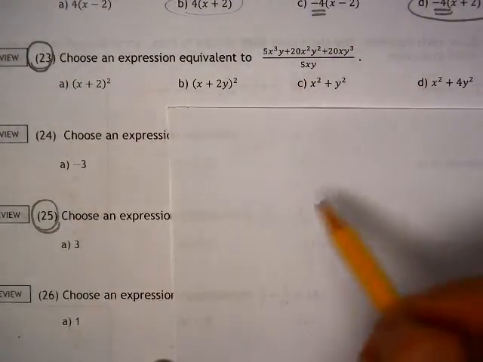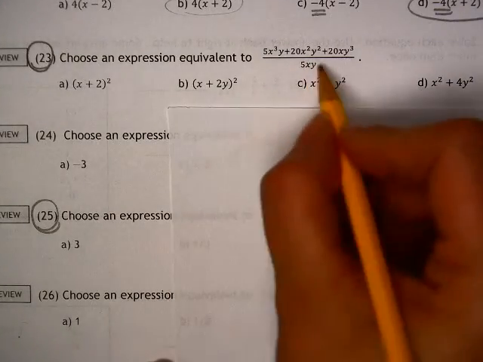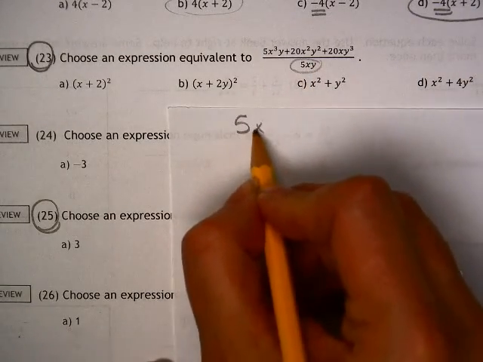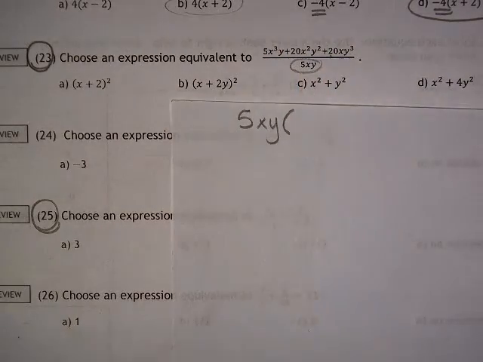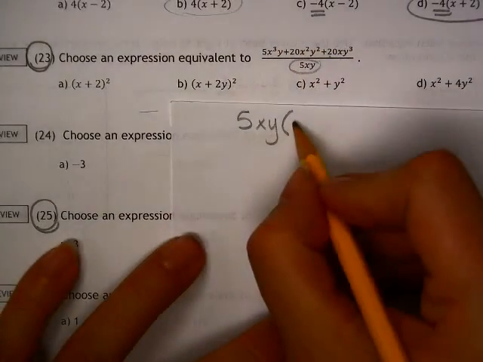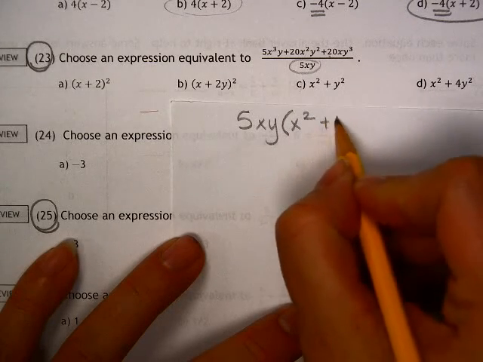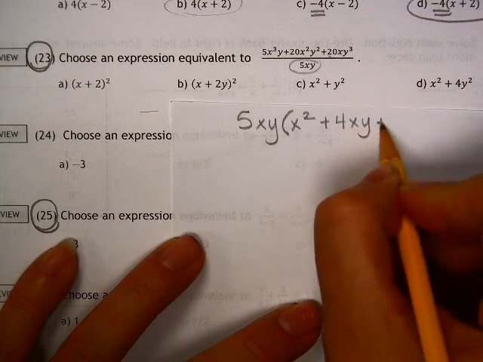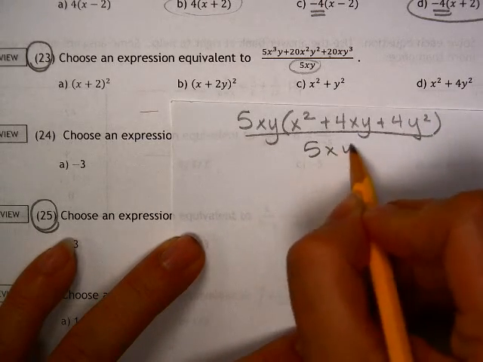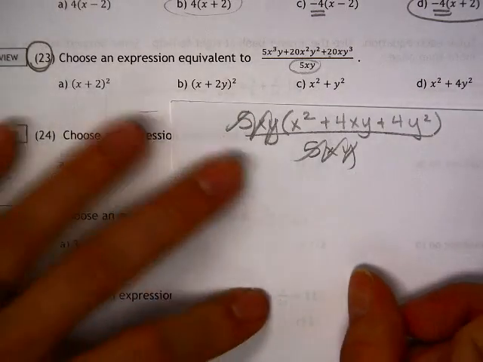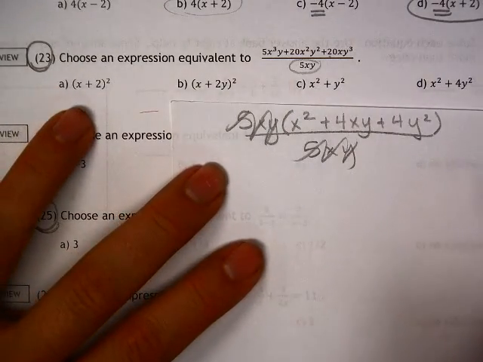Let's look at this one right here. Obviously, the denominators are going to disappear. And obviously, 5xy is what's going to be common. It actually is in all of them, so that's fantastic. So you're left with x squared plus 4xy plus 4y squared. It goes away, yay.